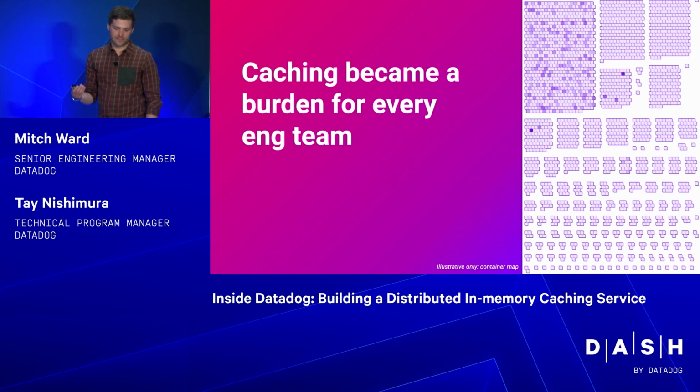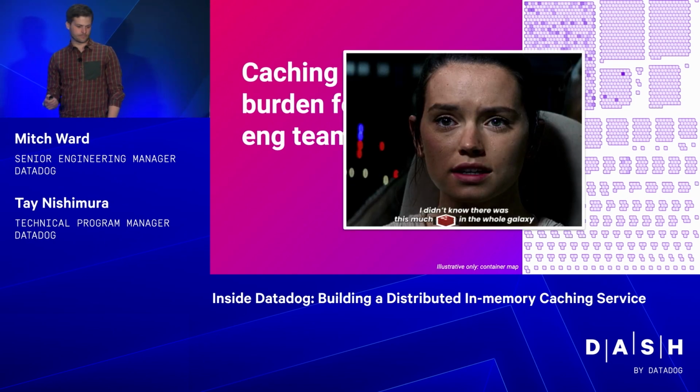On the right here, there's a Datadog container map, and this is illustrative, but is really representative of what our caching footprint looked like. We had a few very large caches with many, many pods, and then we had a long tail of smaller caches. And part of the problem is all these caches were owned by different teams who each had to understand everything they needed to operate Redis reliably.